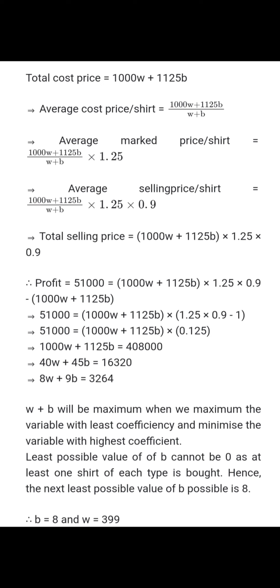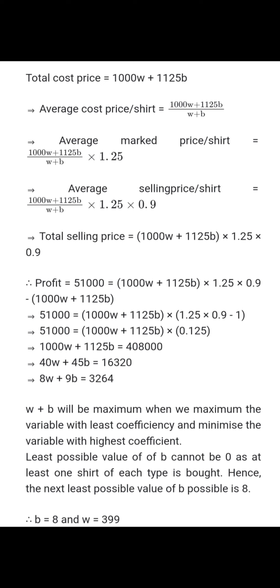Now the profit is given as 51,000, that is the selling price minus cost price, and selling price we know is (1000 W plus 1125 B) into 1.25 into 0.9, and the cost price is 1000 W plus 1125 B. So by cross multiplying and transposing we get 8W plus 9B equal to 3264.